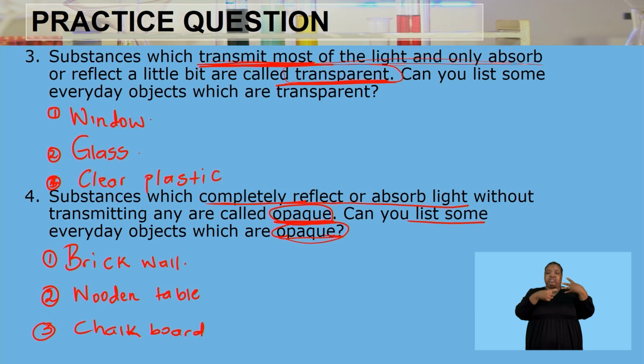So these materials, we aren't able to see through them because they do not allow any light to pass through. They either reflect all of the light or they absorb all of the light without transmitting any of the light through themselves.